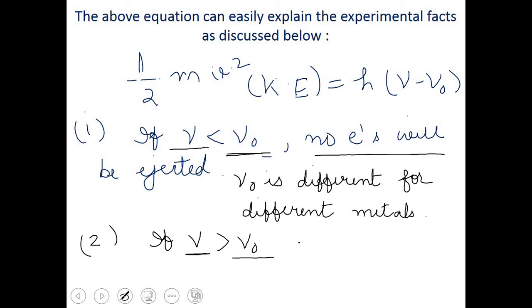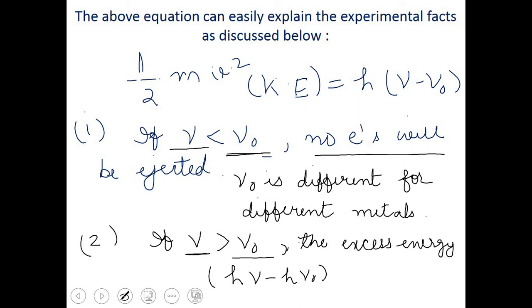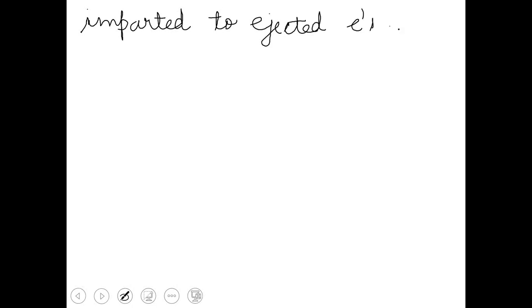You can see that energy of the incident radiation is more. So what will happen to the excess energy? What is the value of excess energy? The excess energy is h nu minus h nu naught. So excess energy, h nu minus h nu naught, will be imparted to ejected electrons in the form of kinetic energy. I'm writing here on the next slide: will be imparted to ejected electrons in the form of kinetic energy. I hope this point is also clear to you, children.